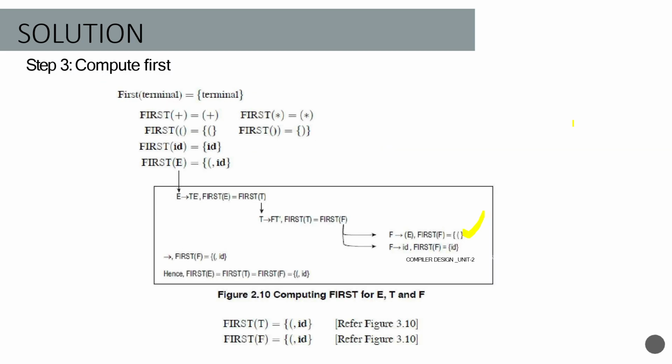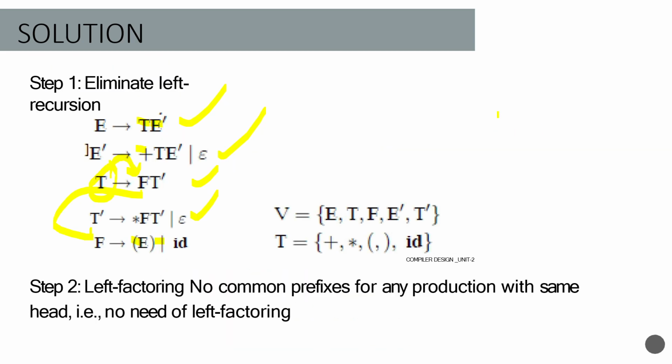Next one, we need to find the follow of T dash. What is follow of T dash? For T dash, nothing is following, so whatever the follow of T, that will go to follow of T dash. So follow of T dash equals follow of T. Then what is follow of F?